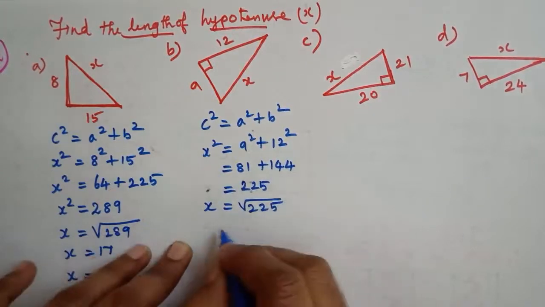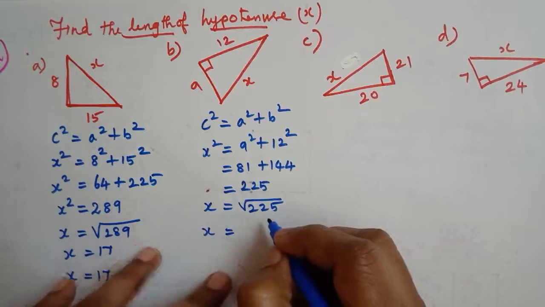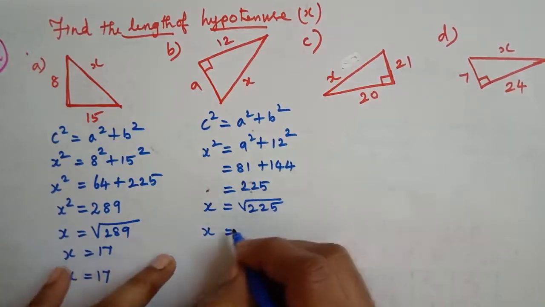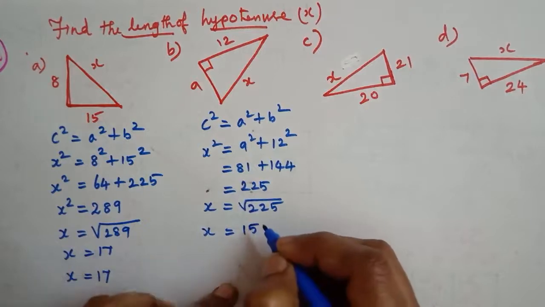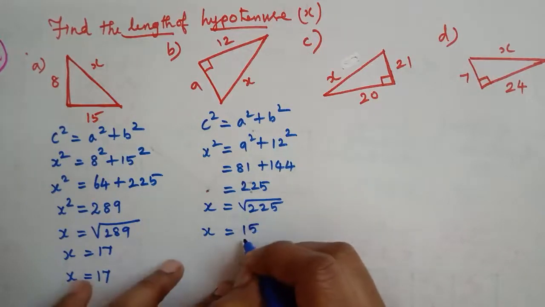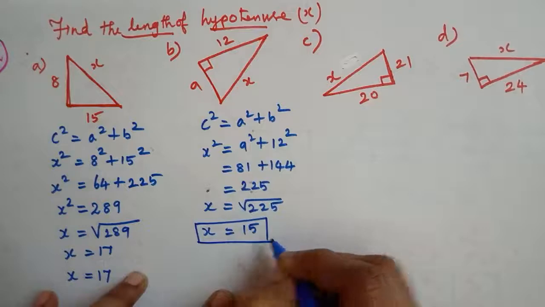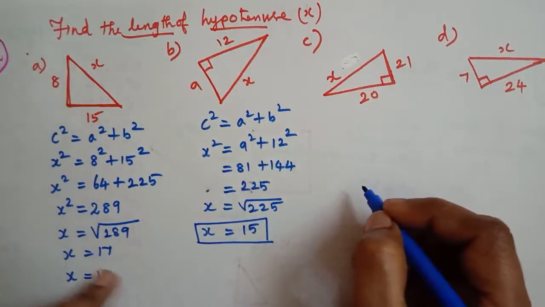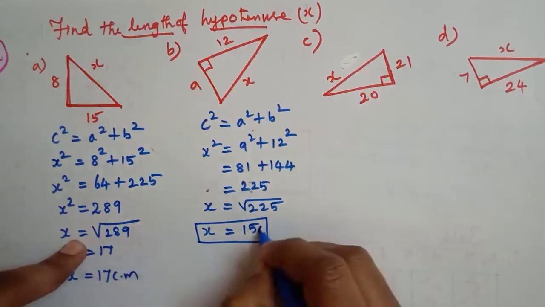So these are square numbers, therefore x is equal to 15 into 15. What is the square root of 225? 15, because 15 into 15 is 225, so the square root is equal to 15. So x is equal to 15. Is it clear, students? 15. All measurements are in centimeter, so at last you should put centimeter.